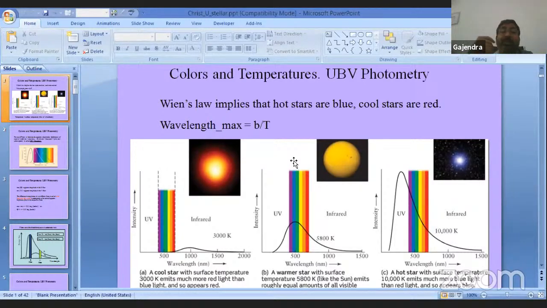Apparent magnitude is the magnitude of the brightness of the star, what you see. You don't know its distance, but if you know the distance, you can actually calculate the brightness. So provided the distance, you would get the absolute magnitude. But if you don't know the distance, what appears to your eye is the apparent magnitude. Right.